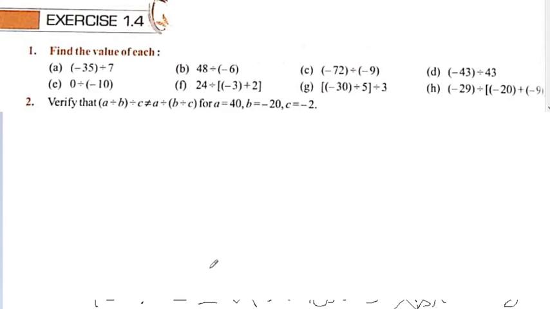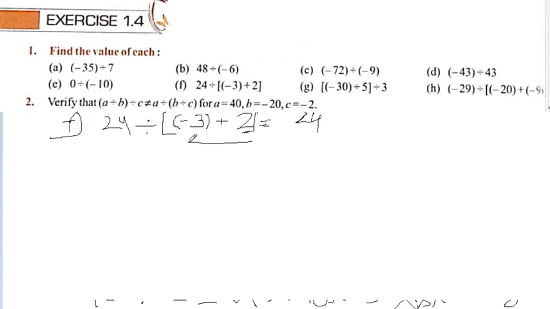F part: 24 divided by, which value? In the bracket there is minus 3 and plus 2. Now you have to find the answer of this value. You know that first our task, according to BODMAS, is to solve the bracket. This is your bracket and this is the square bracket. In the square bracket, what is written here? This small bracket. In the small bracket there is no further value, so its answer is minus 3 here.